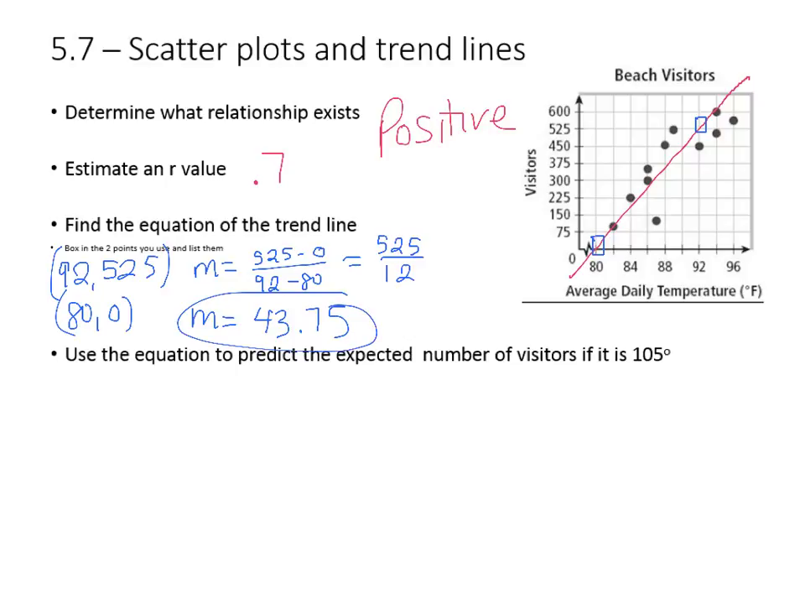Once you know your slope, then you grab one of your points. I'm going to grab this one, and let's go write the equation. Last time I wrote the equation, I did slope-intercept. This time I'm going to do point-slope for those of you that prefer that method. I'm probably going to run out of room, so I'm going to write this down here in the next space. I'm going to have y minus my y value, which was 0, equals my m value, 43.75, times x minus 80. I have to distribute.